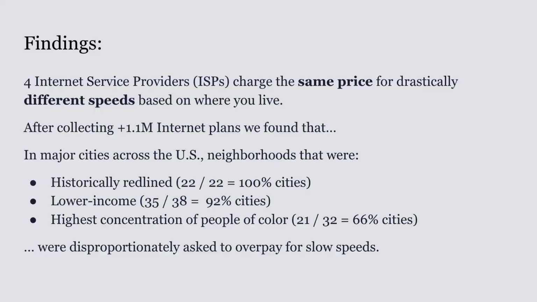Before I get into the nitty-gritty, I wanted to give you an insight into the findings. We found that four internet service providers, called ISPs, charge the same price for drastically different speeds based on where you live. We collected over 1 million internet plans across the country in major cities, and we found some extremely stark patterns. Historically redlined areas, lower income areas, and the neighborhoods with the highest concentration of people of color were disproportionately asked to overpay for slow speeds. And so this is how we did it.